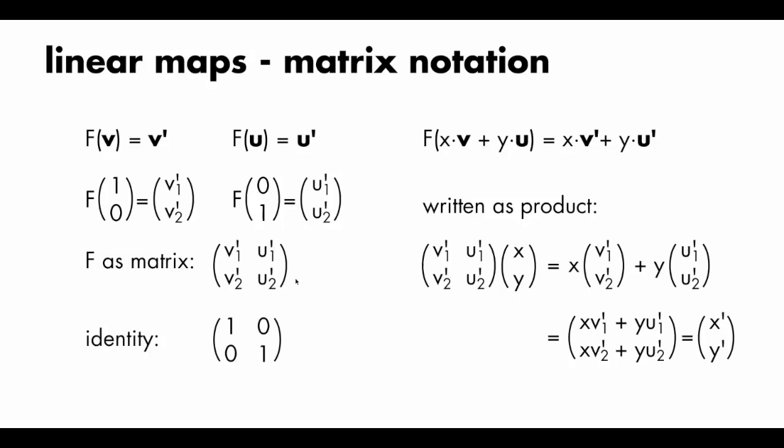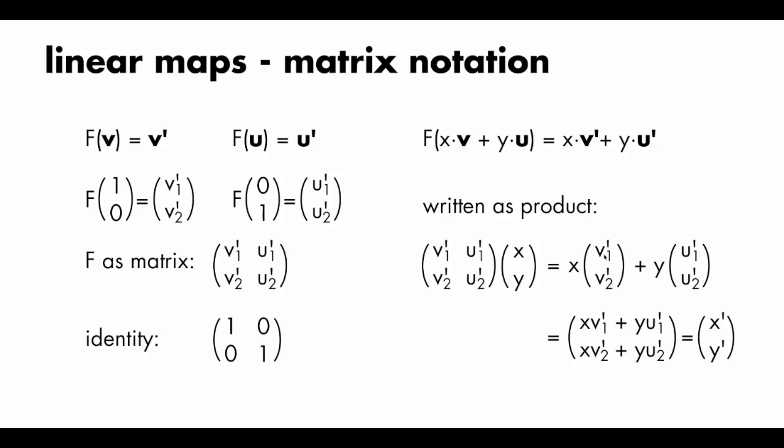Now we want to write this application of a linear map to a vector using a multiplication of that matrix with a vector. So we're just defining what it means to multiply a matrix with a vector, and we define it to mean just applying that linear map to a vector. And we can derive what that product looks like. That is our general matrix, and that is our general vector. Applying the map to that vector in the v-u basis is just x times v prime plus y times u prime, because of linearity.